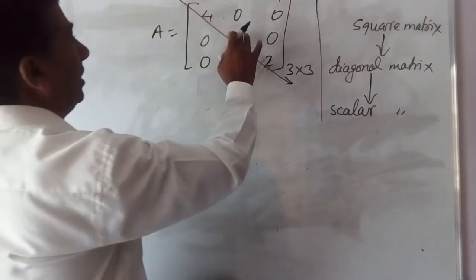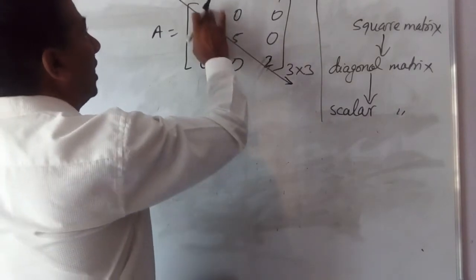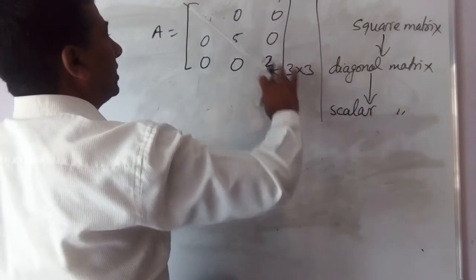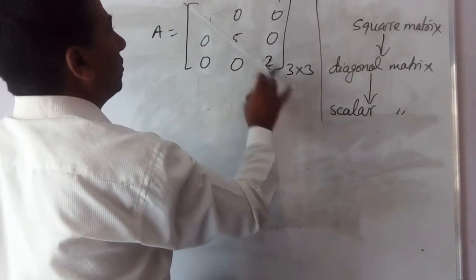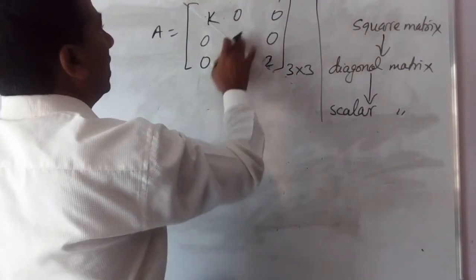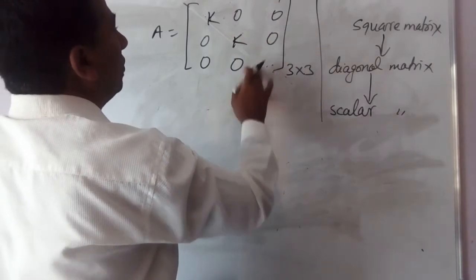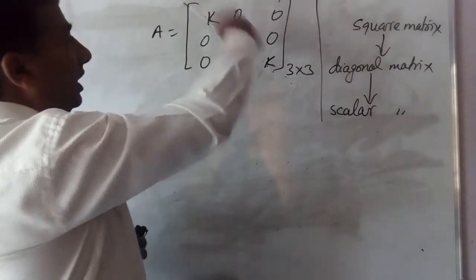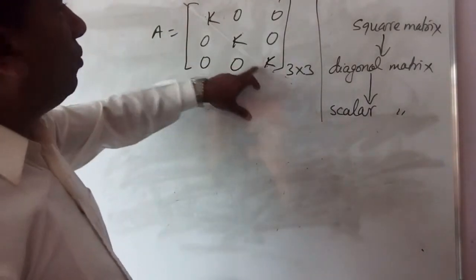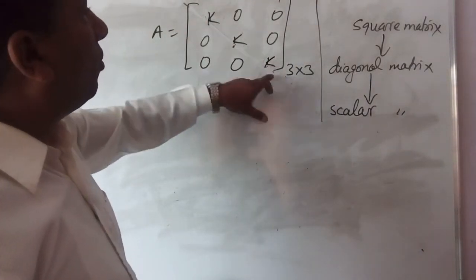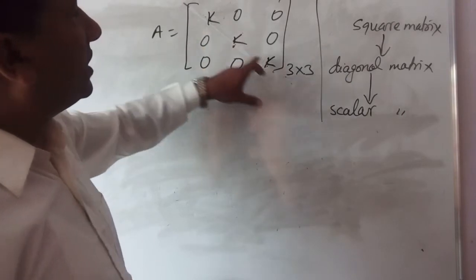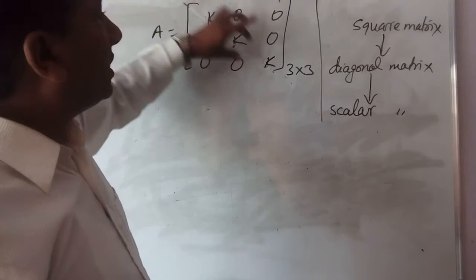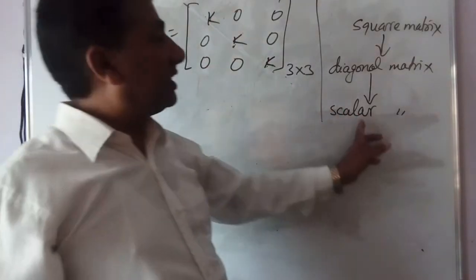If they are the same, if you write here, I'll make this diagonal element the same. Suppose here also k, here also k, here also k. K means a scalar number. This k, when they are the same: 2, 2, 2, 3, 3, 3, 4, 4, 4, 5, 5, 5, 6, 6, 6. This k means any scalar number. Then this type of matrix is known as a scalar matrix.